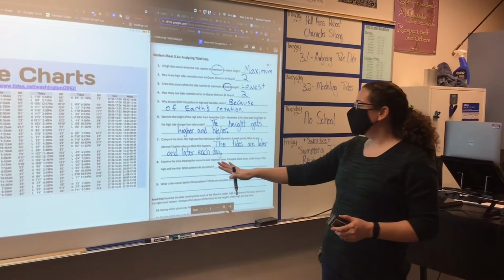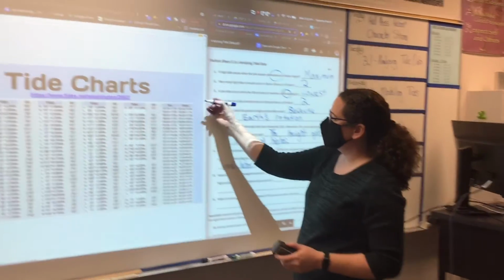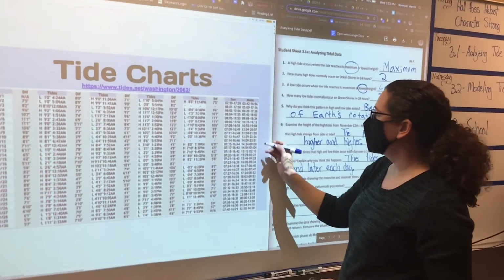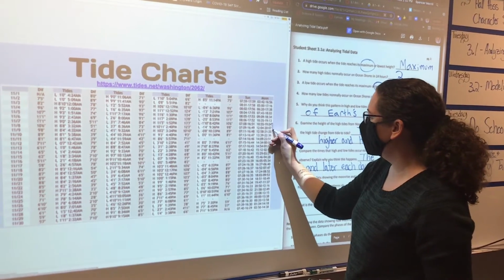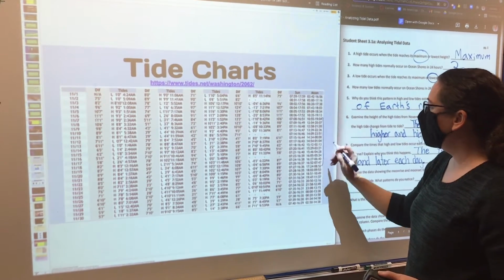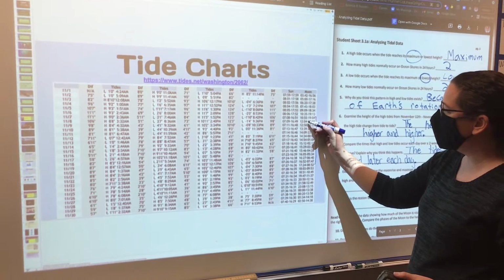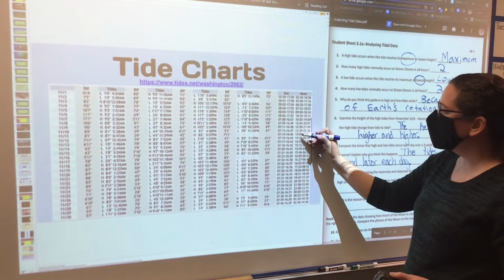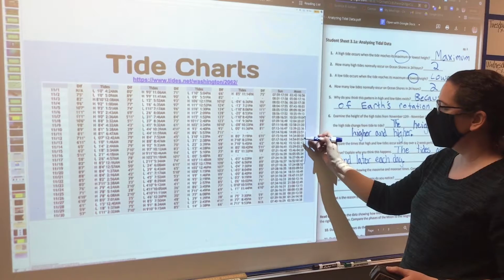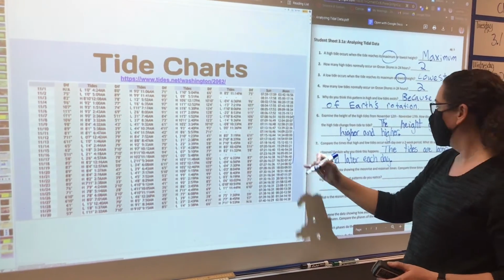All right, so now we're going to examine the moon rise and moon set times. So here's our moon rise and moon set times, and we're going to start here with the 7th, and we're going to look down this way. And so what we see is that the moon is rising a little bit later each day, and the moon is setting a little bit later each day.